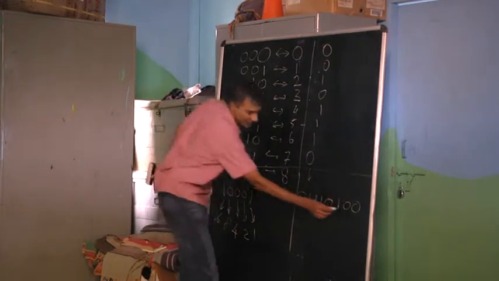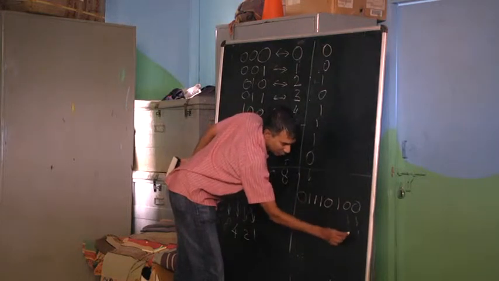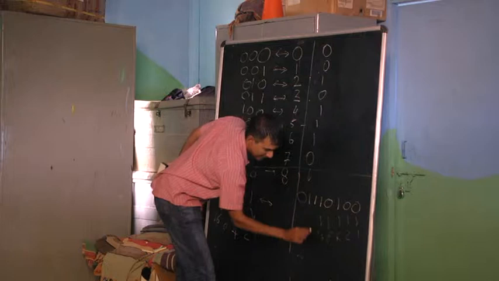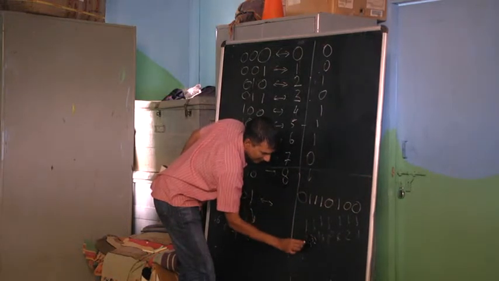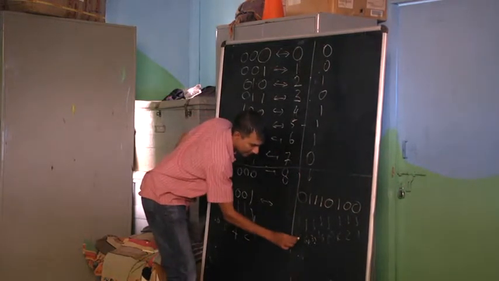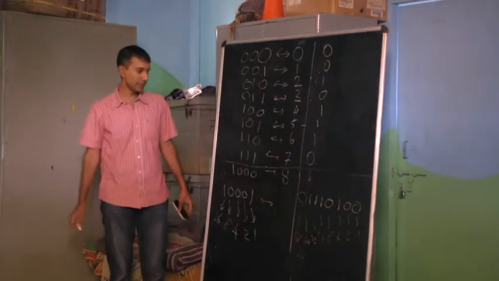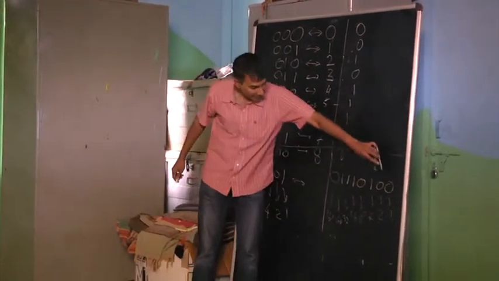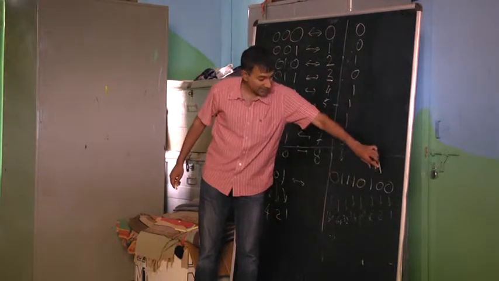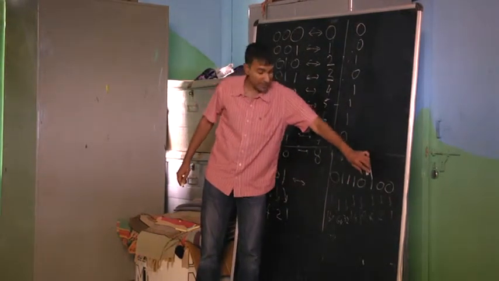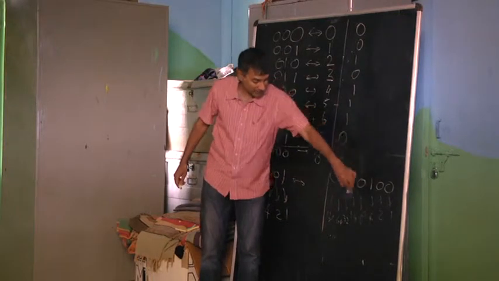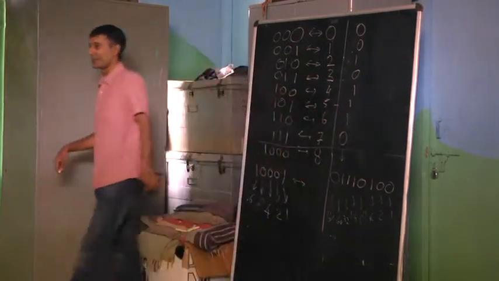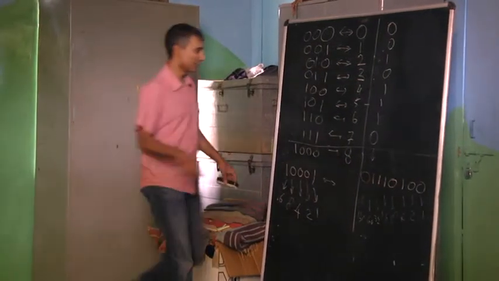Tough one. So this is the ones place. 2, 4, 8, 16, 32, 64, 128. Okay? So how do you find out what number this is? You have to add 0 times 1 plus 0 times 2 plus 1 times 4 plus 0 times 8 plus 1 times 16 plus 1 times 32 plus 1 times 64. Somebody tell me what the answer is. I'll also work it out.